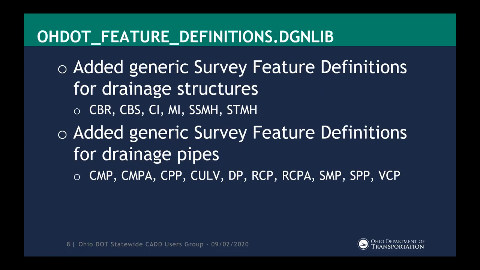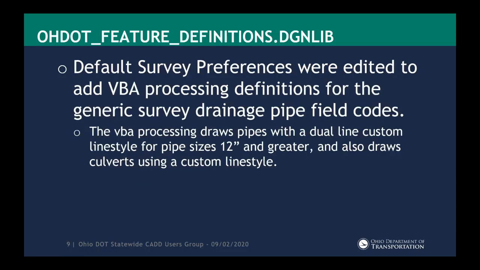Eric's going to talk more about the drainage features next, but the generic feature definitions were added for the drainage structures and drainage pipes. And I think that those were previously included and then removed, so they're being added back in. The default survey preferences were edited to add VBA processing definitions for generic survey drainage field pipe field codes. So the VBA processing will draw the culverts and pipes 12 inches and larger with custom line styles now.